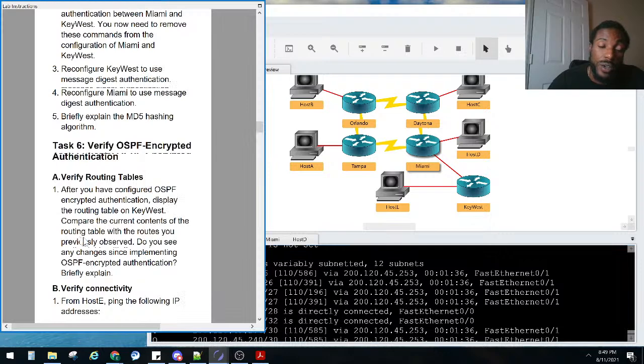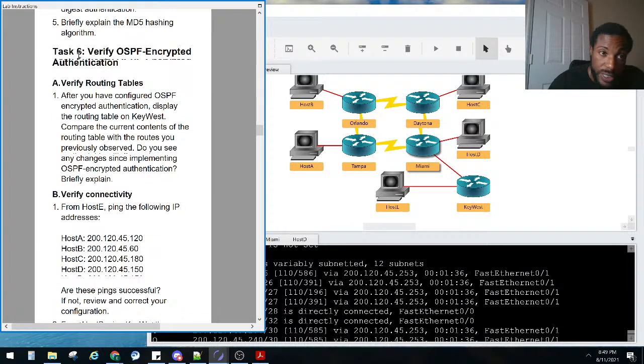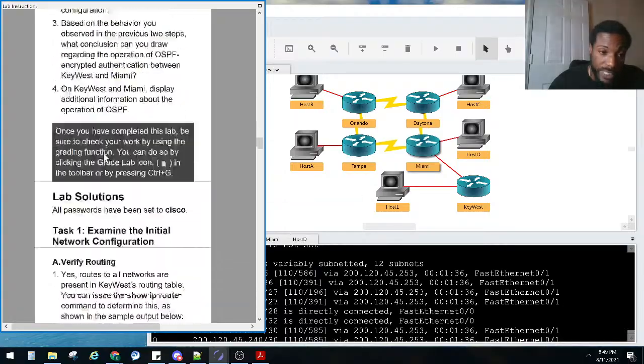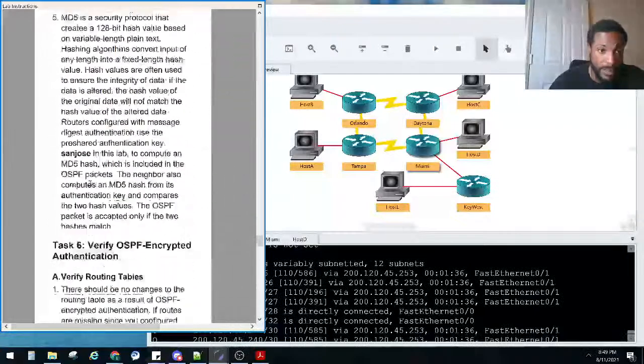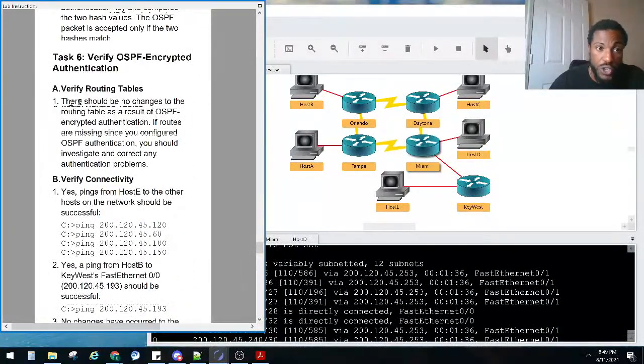And the good thing is, if we don't know the answer to that, we can scroll to the bottom. So 6A1, and we'll see what they want to explain to us. Task 6A, they said verify the route. There should be no changes to the OSPF routing table as a result of OSPF encrypted authentication. If routes are missing since you've configured OSPF authentication, you should investigate and correct any authentication problems. So no, the routing table looks the same.